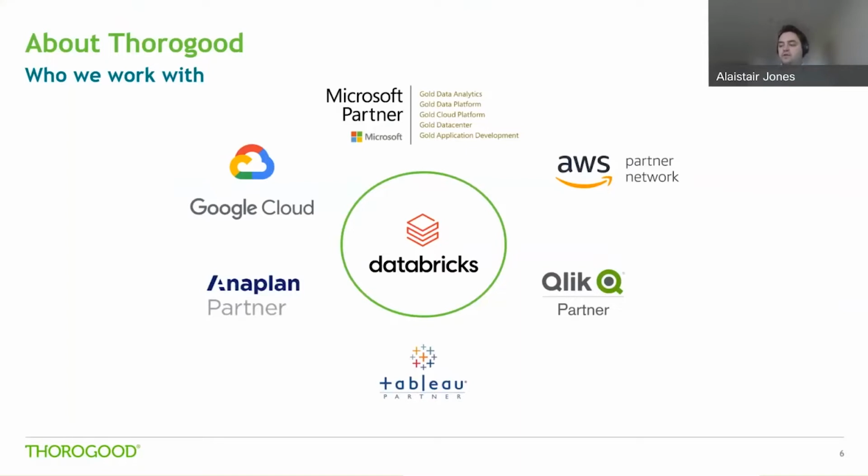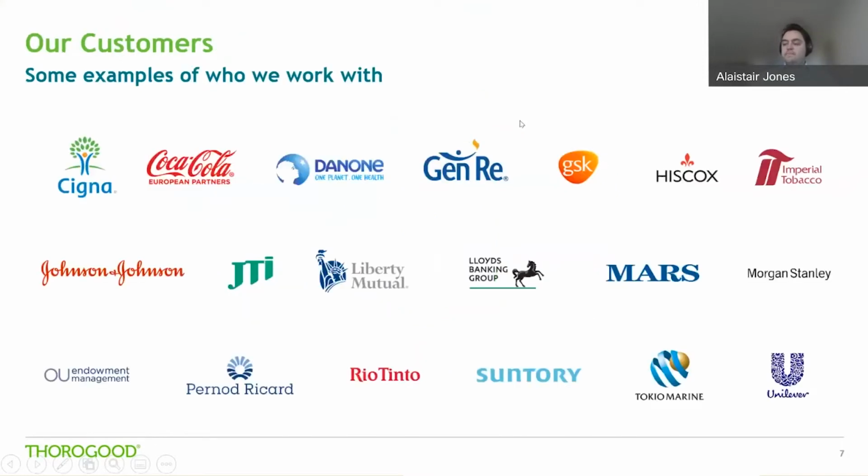We also have established partnerships with the major cloud vendors of Microsoft and AWS, and we're a Gold Microsoft partner in several relevant competencies. So there's quite a good degree of overlap between Databricks and the vendors. It's a first-party platform that sits on those clouds, and we'll get into that. At Thorogood, we deliver value in data engineering, data science, and data visualization for key enterprise clients, typically within the data-rich verticals of consumer goods, pharmaceuticals, banking, and insurance. Key customers include Unilever, Johnson & Johnson, Liberty Mutual, Morgan Stanley, and many other blue chip names.